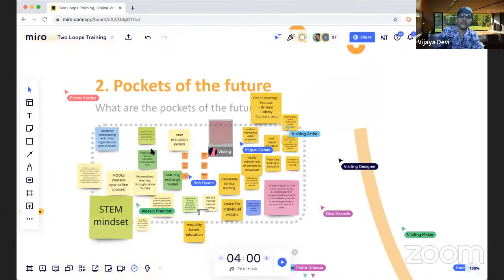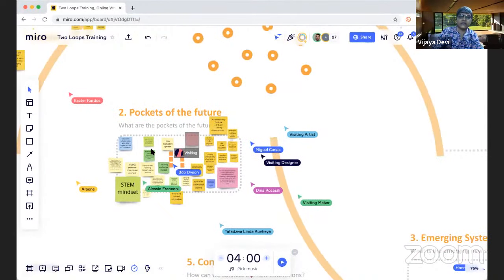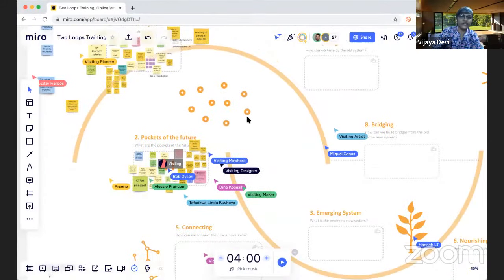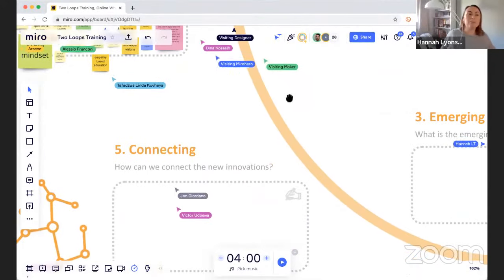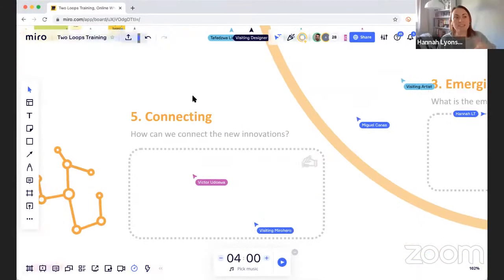Okay, so I think we are at the end of this. And over to you, Hannah. Thanks. Everyone join at point 3 at the bottom of the second loop.